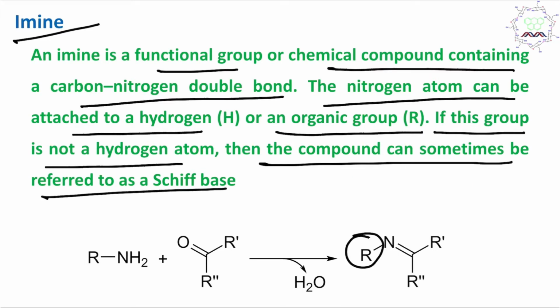The difference is here. If this R group is hydrogen, then it's an imine, and if this is R, meaning alkyl, aryl, whatever other than hydrogen, then it is called a Schiff Base. So this is the main difference.